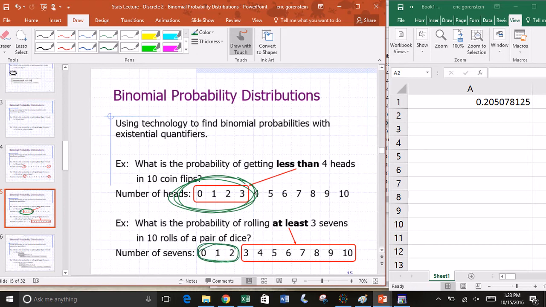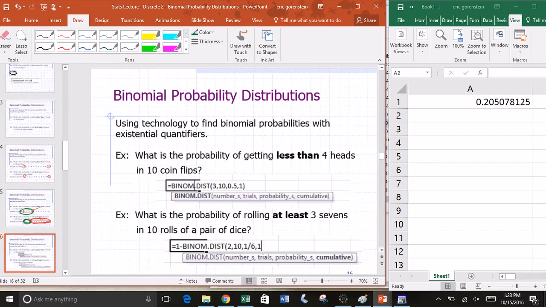Basically, we're using the complements rule. So calculate the probability of not rolling at least 3 sevens, and then take the complement of that. So in this case, the probability of this happening in red is equal to 1 minus the probability of this happening in green. Okay, and we could do this quickly on Excel.